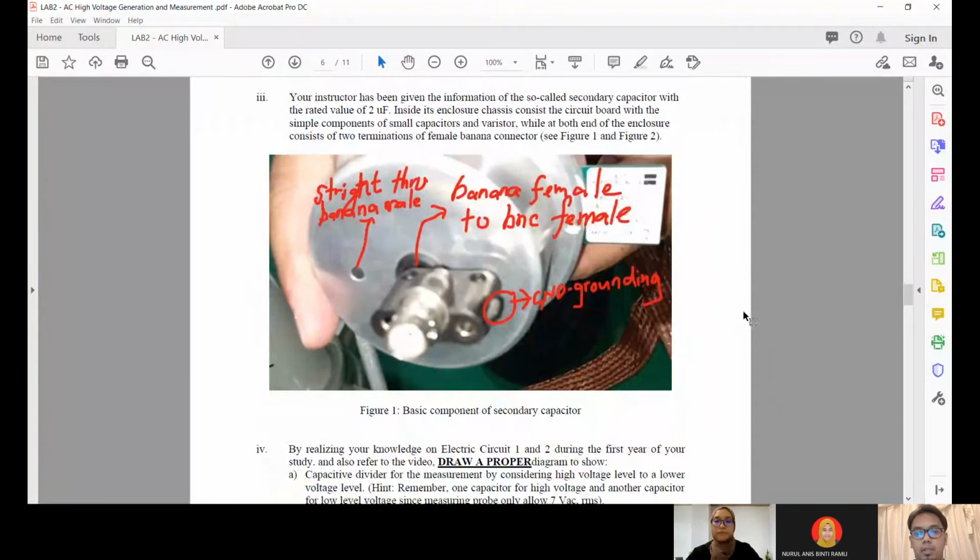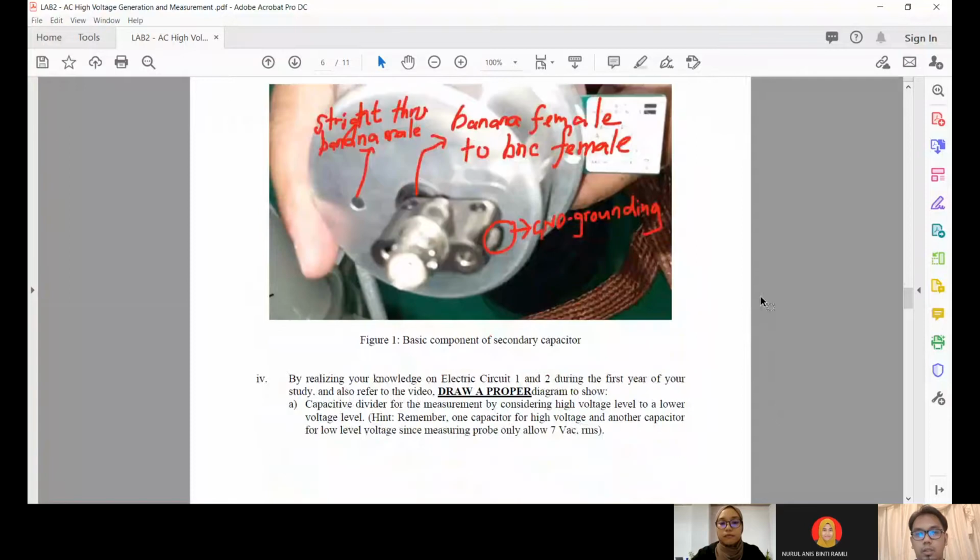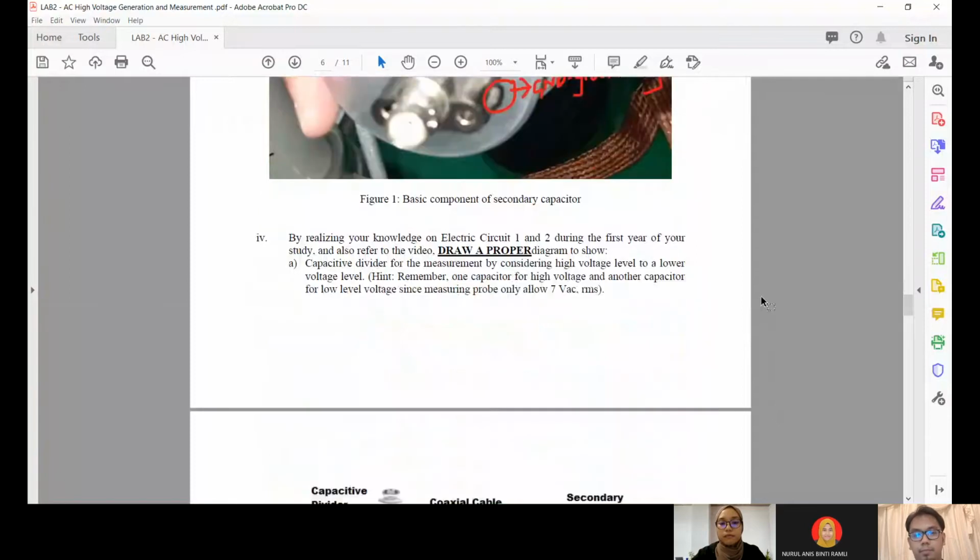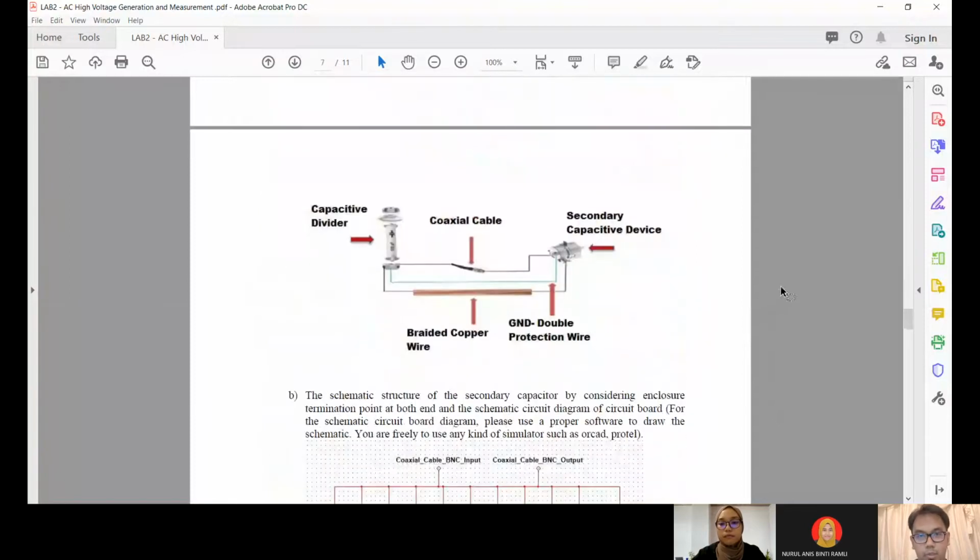Okay, the next part is section 2, number 4A. As we can see in the diagram, there are four main parts, which are the capacitive divider, coaxial cable, secondary capacitive device, and braided copper wire.